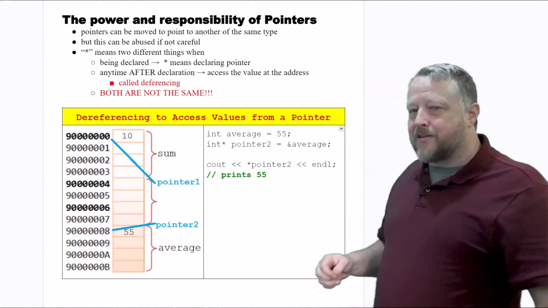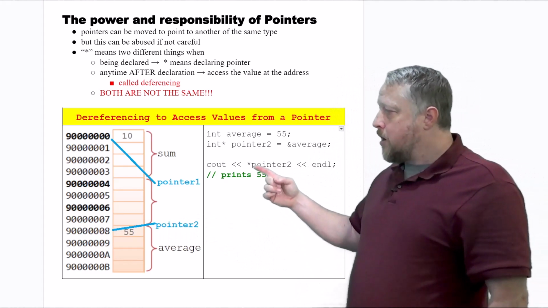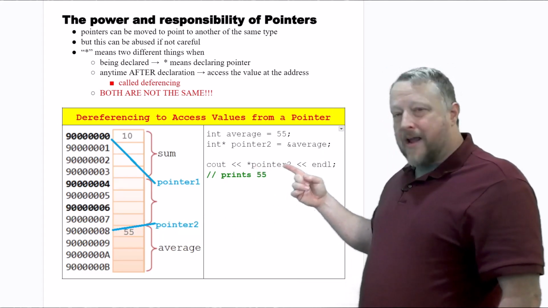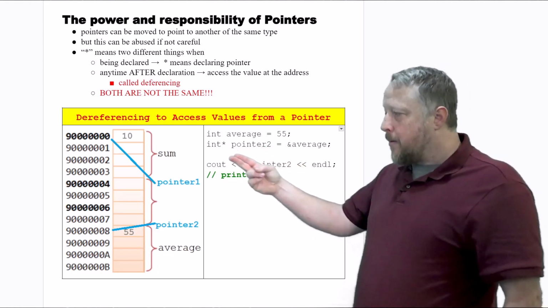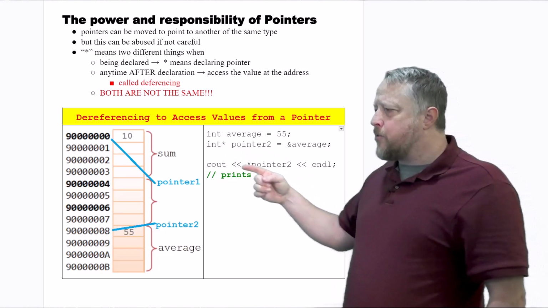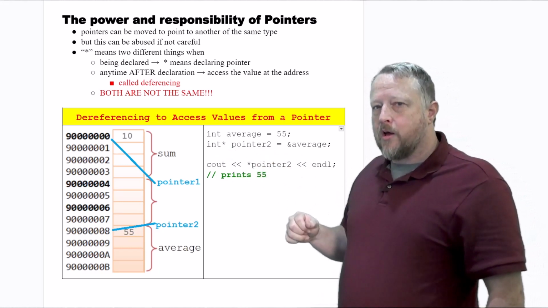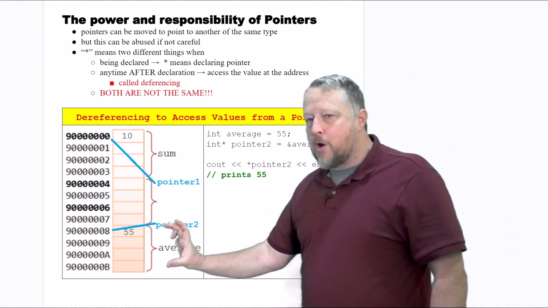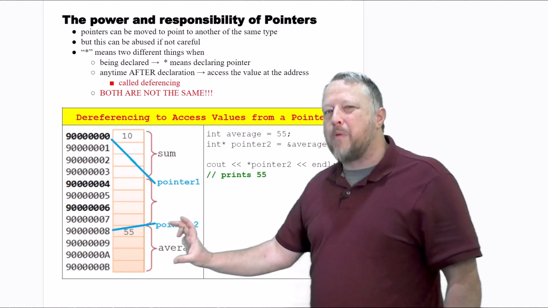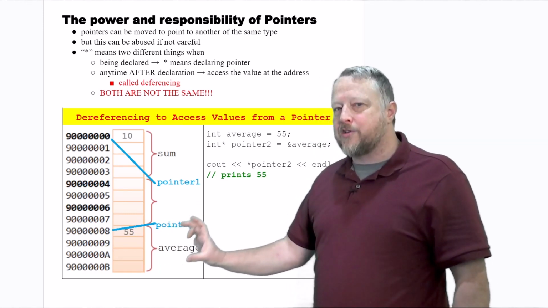Now, how the heck does it do that? So first of all, let's just look at pointer 2. It's going to know that pointer 2 is a pointer, not because of the name, but because of the star in front. Okay, but it also knows that it's an integer pointer. So it knows that once it points to something, it has a block of 4 bytes that it really needs to look at.